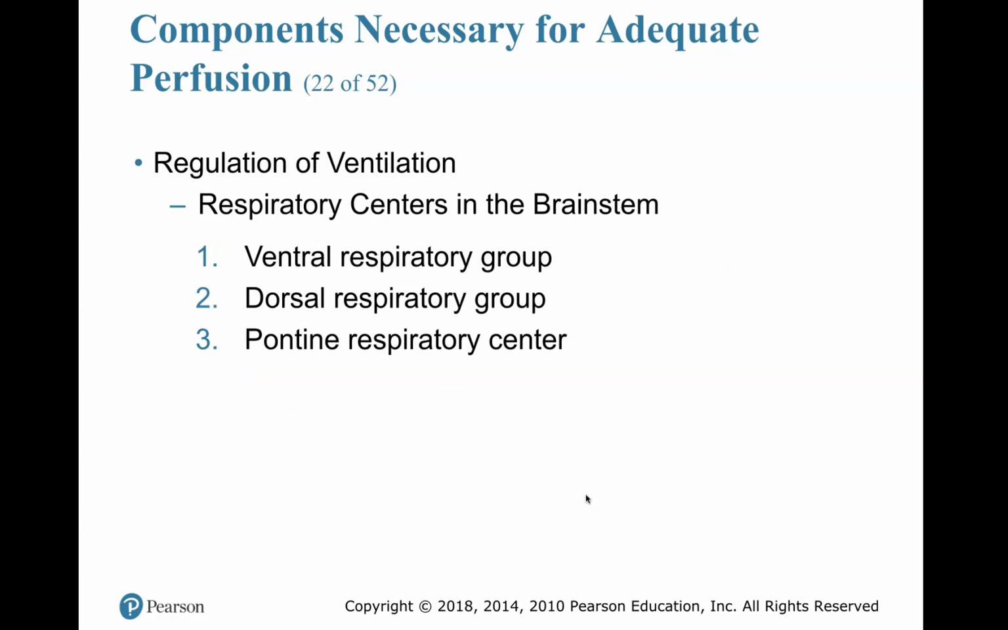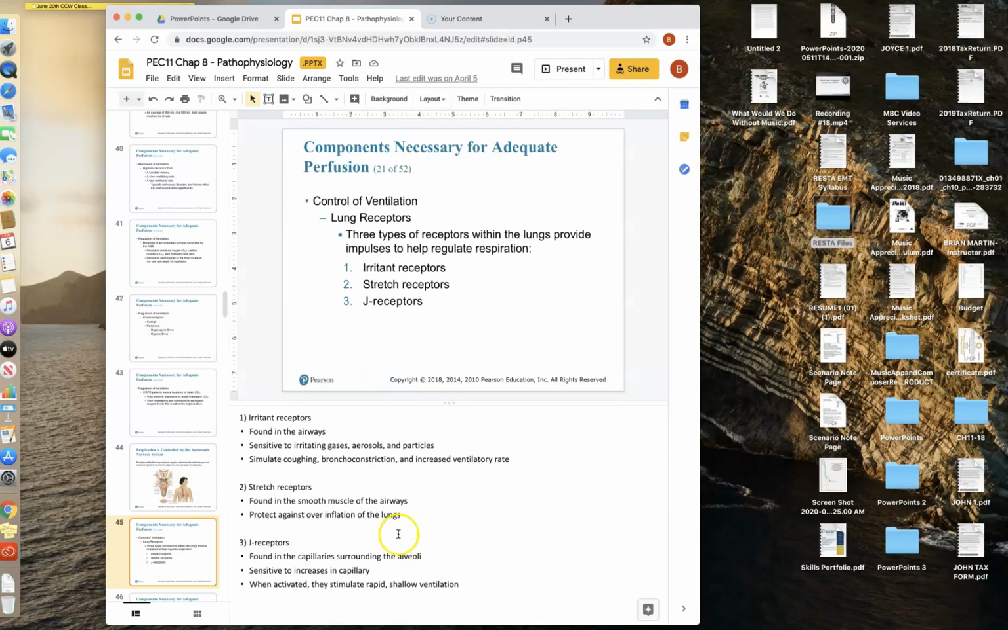Let's go back real quick. And there we go. Irritant receptors are found in the airways. They're sensitive to irritant gases, aerosols, and particles. They stimulate coughing, bronchoconstriction, and increased ventilatory rate. Stretch receptors are found in the smooth muscle of the airways and protect against overinflation of the lungs. And J receptors are found in the capillaries surrounding the alveoli, sensitive to increases in capillary pressure, and when activated, they stimulate rapid and shallow breathing.